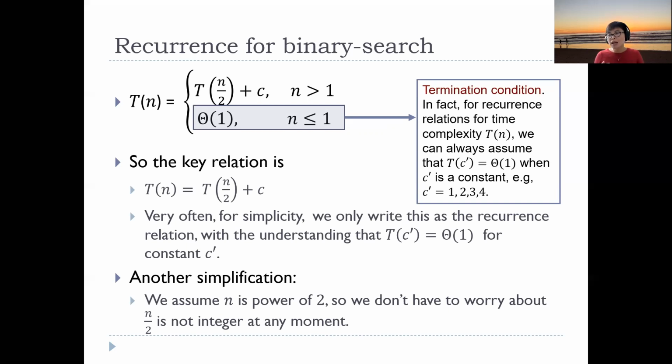This is just so that I don't have to worry that n over 2 is not an integer, and have to use either the floor or the ceiling and so on. It doesn't change the time complexity of solving this recurrence. So in practice, when you do your homework, you can always assume that n is a power of 2 if that helps with analysis.